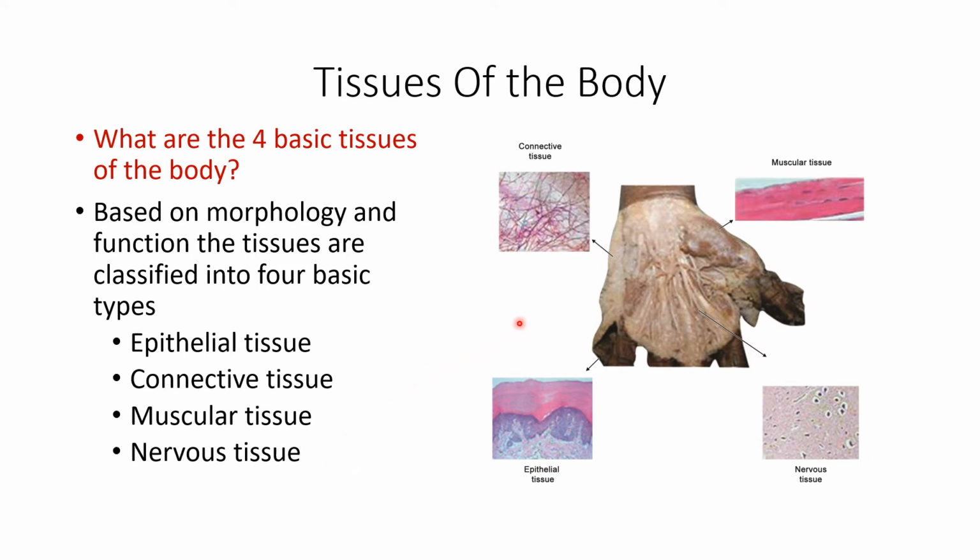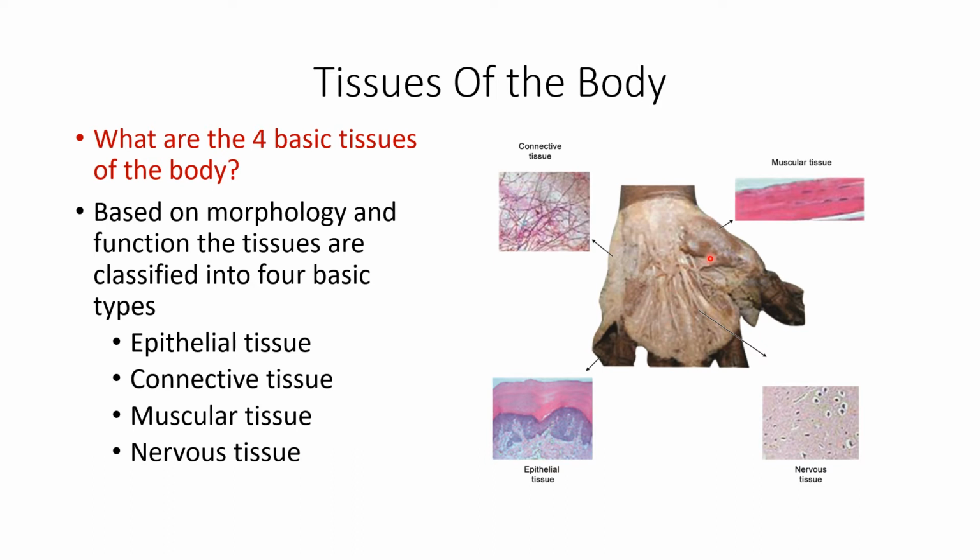So look at the picture. This is the dissection of a palm of the hand, in which you are seeing various structural components. So in this picture, we can see the epithelial tissue, the skin covering the palm. Then you are seeing the connective tissue underlying the skin. And in this histological structure also you can see this is the epithelial tissue and this is the connective tissue.